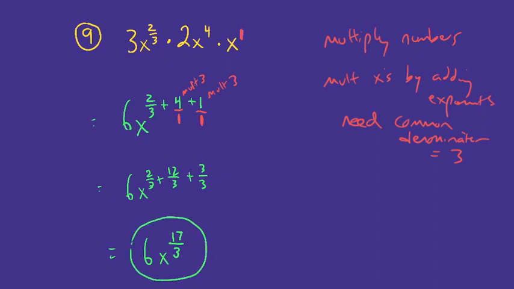Make sure when you put this in the computer that you've got your exponent raised up. You don't want to write x and then 17 over 3 like that. You want the 17 over 3 to be an exponent. So make sure you're doing that.